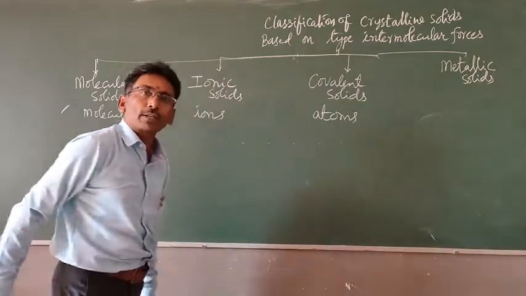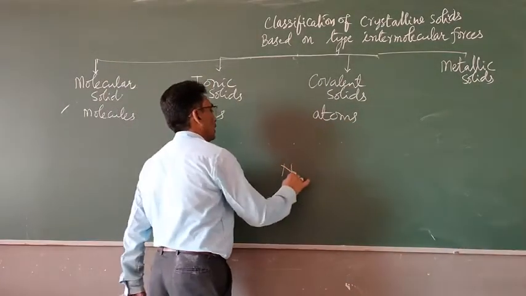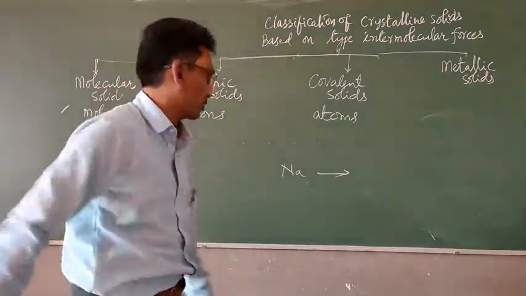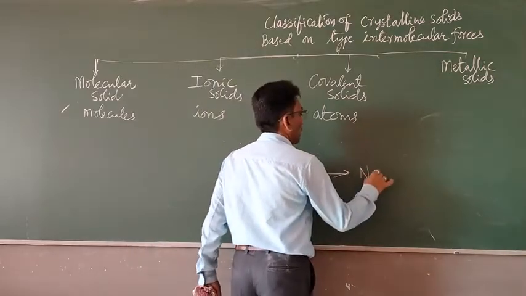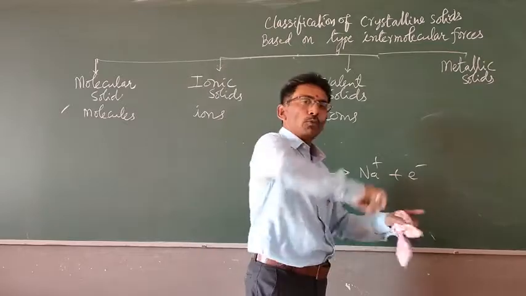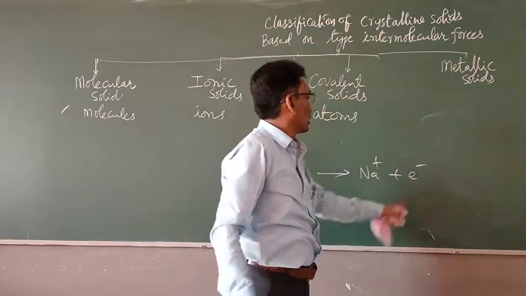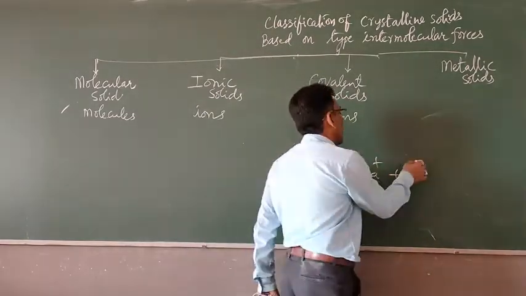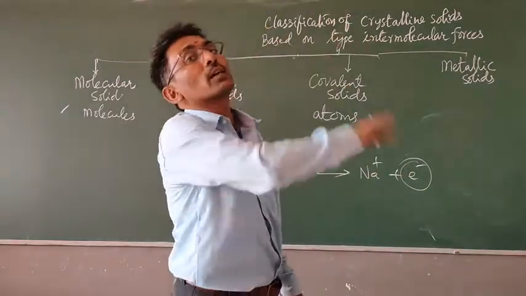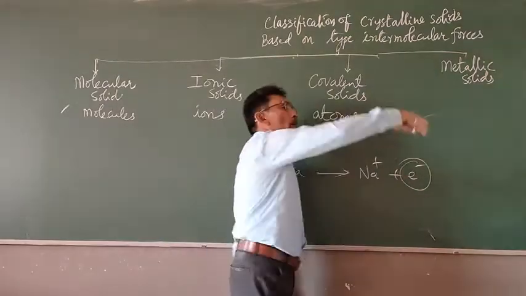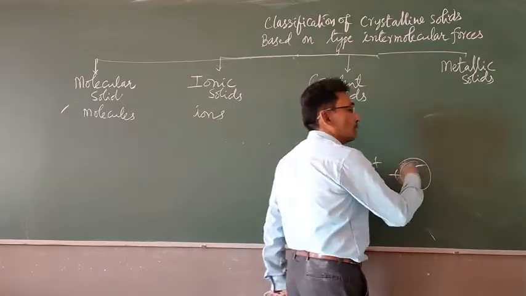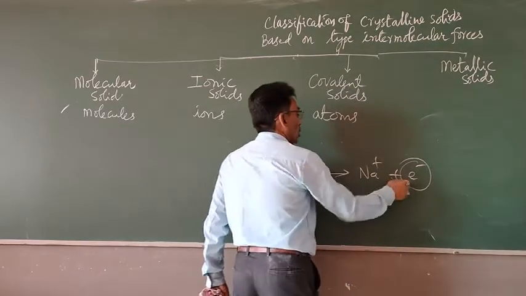What is observed in metallic solids? Take sodium metal. The tendency of a metal is to lose one or more electrons. So Na becomes Na+ and an electron. This electron is moving throughout the crystal, so it is known as a delocalized electron. Delocalized means it is not confined to a particular metal ion; it is the property of all the ions.